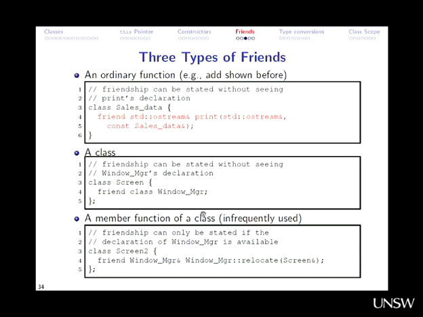And you might have a member function of a class being a friend. It's infrequently used, but say we've got another screen class. This particular relocate function inside window manager may be a friend. Again, this is up on the declaration level. Remember, friends allow access to all data.